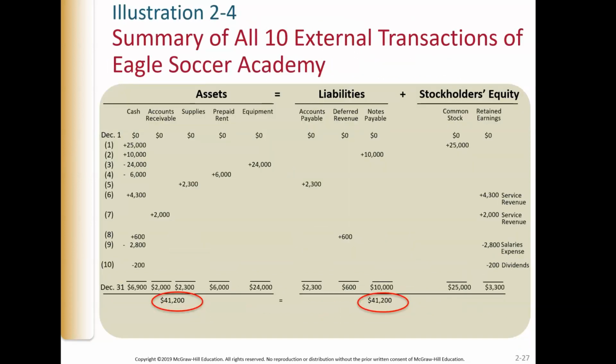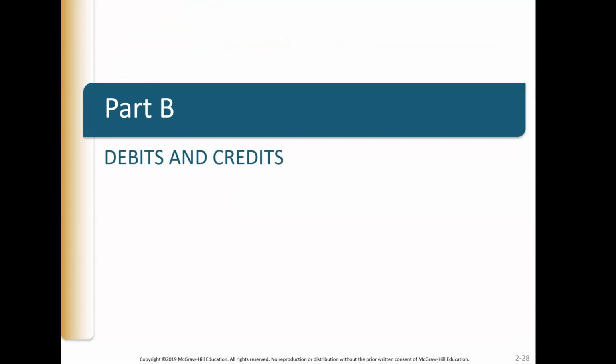Okay, so now think about this. This is what we just did. This is what it looks like. Now, this was only 10 transactions, and look at the size of this sheet. Imagine if you had to do this with thousands of transactions and many, many more accounts than we have listed here. It becomes cumbersome very quickly. So we have a system for that. Us accountants have a system for that.